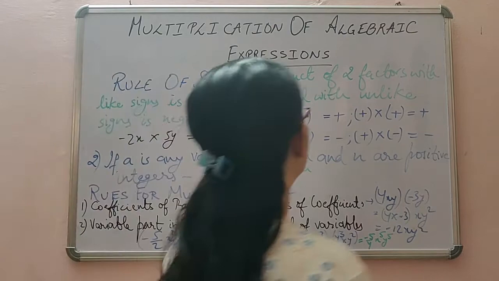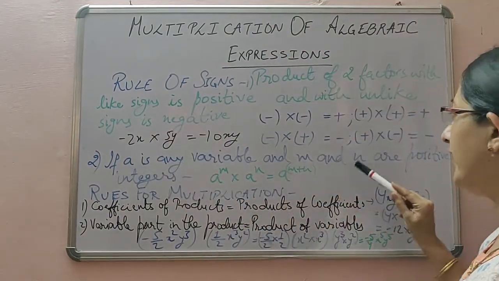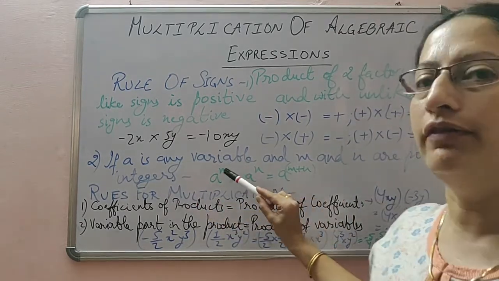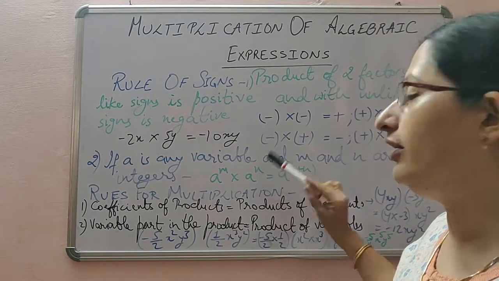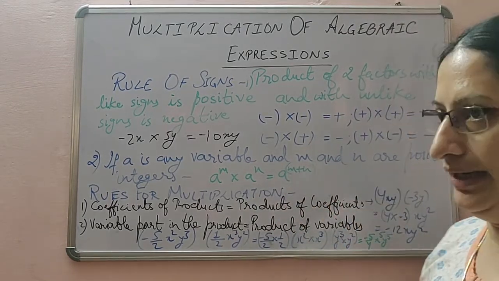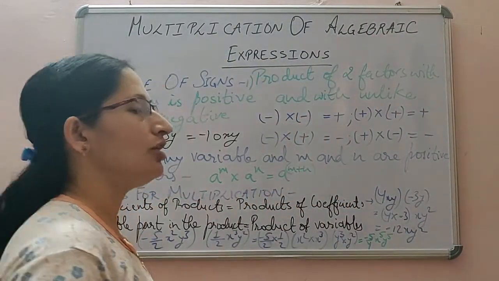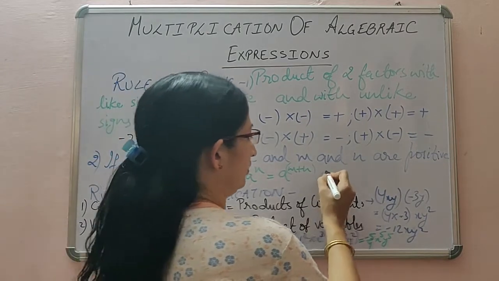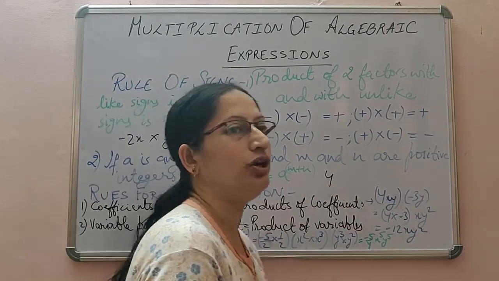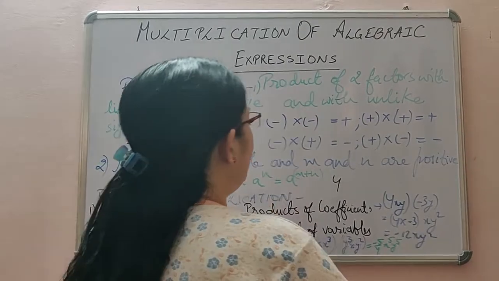Now students, this part, if a is any variable and m and n are positive integers, then a to the power m into a to the power n will be equal to a to the power m plus n. Let us understand this with an example. In place of a, I am taking here 4. Okay? But a is a variable, it's not a constant. So I will have to take something like this.